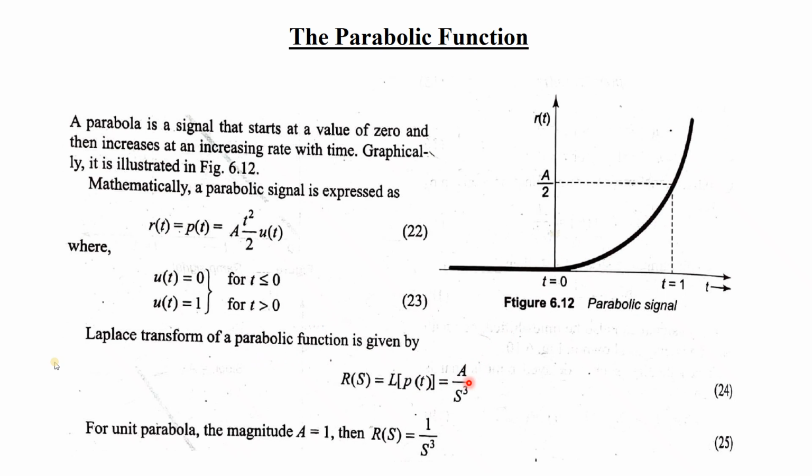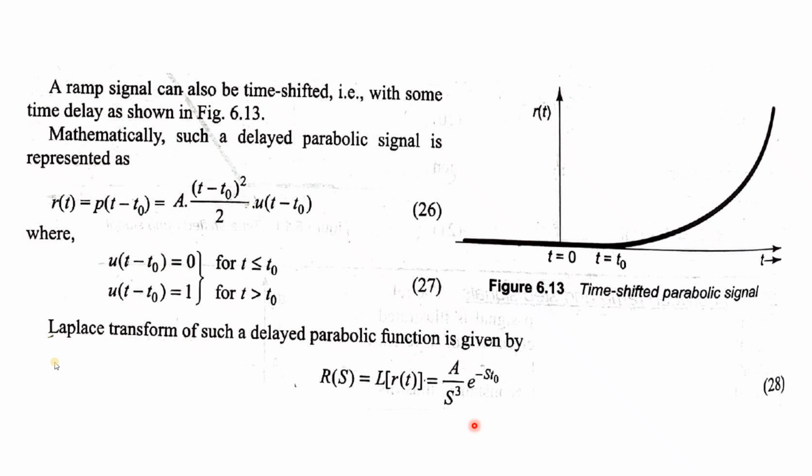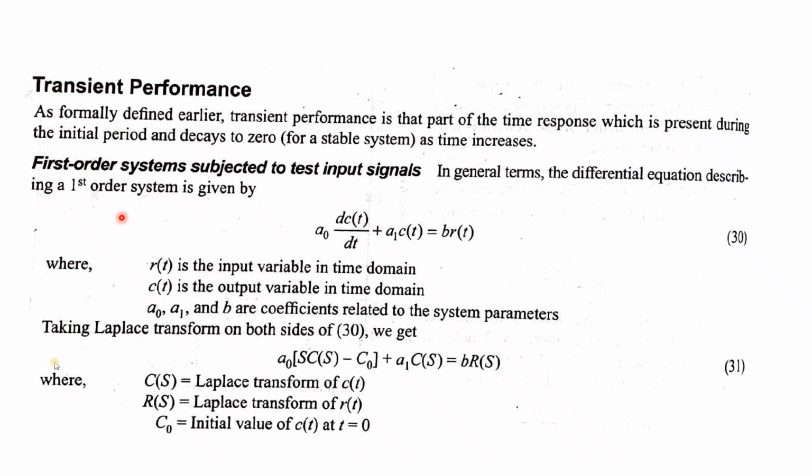Here again we will have some slope a, and the Laplace of the parabolic function is a by s cube, and if a is 1 then it is 1 by s cube. So for impulse the Laplace is 1, for step it is 1 by s, for ramp it is 1 by s square, and for parabolic it is 1 by s cube. And same thing, if you want it to be shifted, you just write t minus t0. Clear?